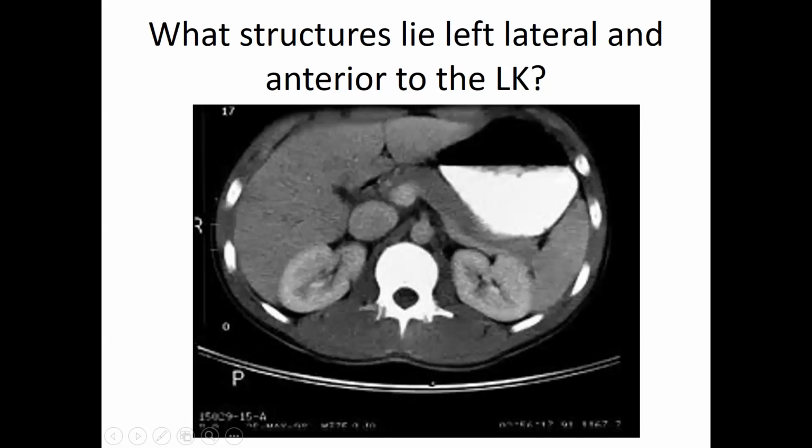Okay. What structures lie left lateral and anterior to the left kidney? So what are we looking at here? Stomach. So this is stomach, you got it. Spleen. How about this guy? Pancreas. So if this is pancreas, this more what we would consider hypoechoic. What's this more hyperechoic? Goes straight to the aorta. Artery or vein? Splenic artery.